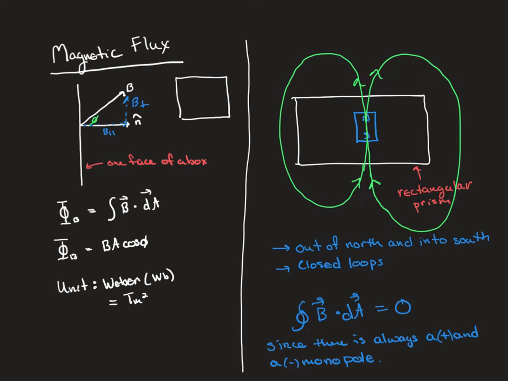Our new unit for magnetic flux is going to be a Weber. So unlike electric flux, magnetic flux actually has its own unit. It's called the Weber, represented by Wb. It's the same thing as a Tesla meter squared.